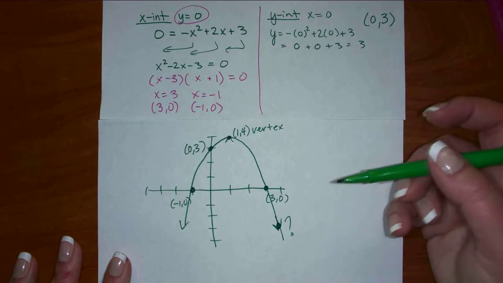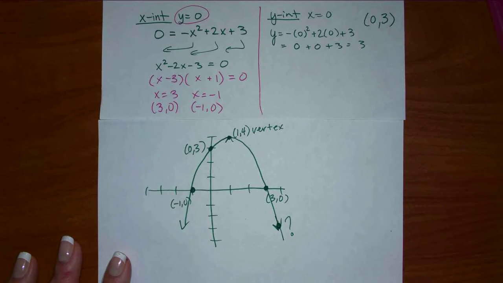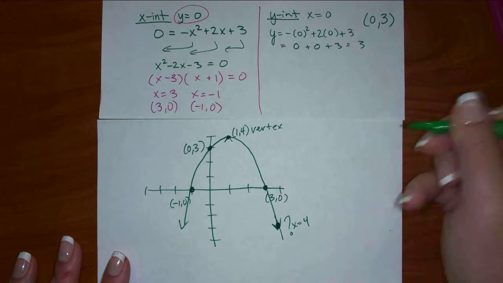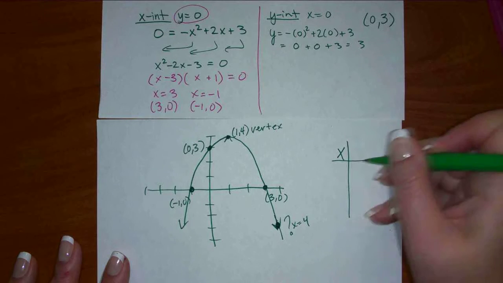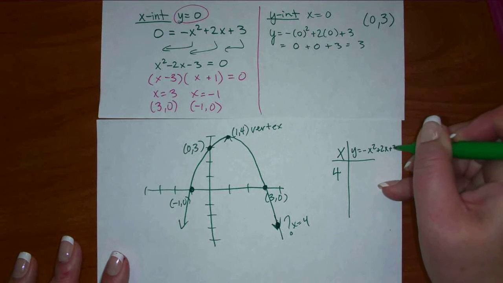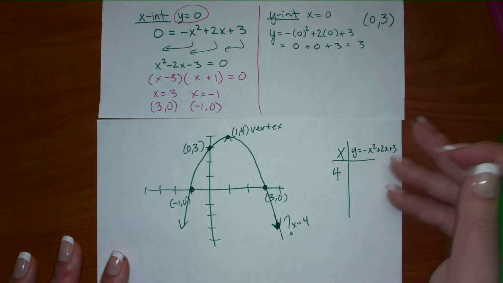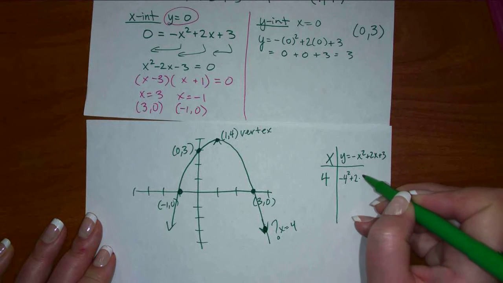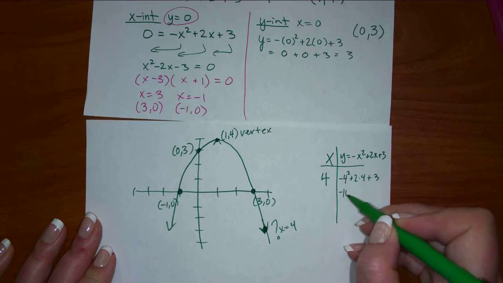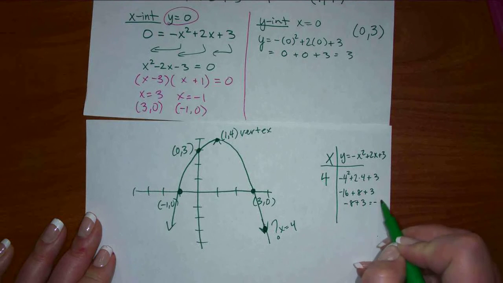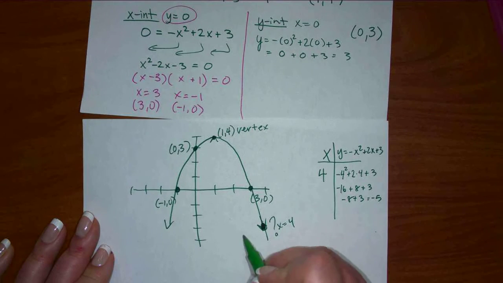You could, but that makes it harder. So she asked if you can make y equal to something other than 0. That would make it harder. Put the x in. So if we wanted to know, say here, where x is 4, remember doing table of values? You can do a table of values and find as many points as you want, right? So you can always plug in numbers. So if we plugged in 4, for instance, we get negative 16 plus 8 plus 3. Negative 8 plus 3 is negative 5. So this point at 4 is negative 5.